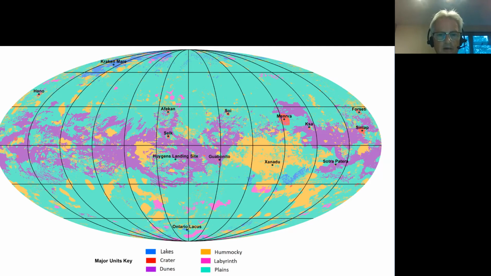The lakes in blue are illustrated in the polar regions, which I described before. The orange are hummocky regions. The light purple are labyrinths. And the majority of the surface, in light green, are plains.